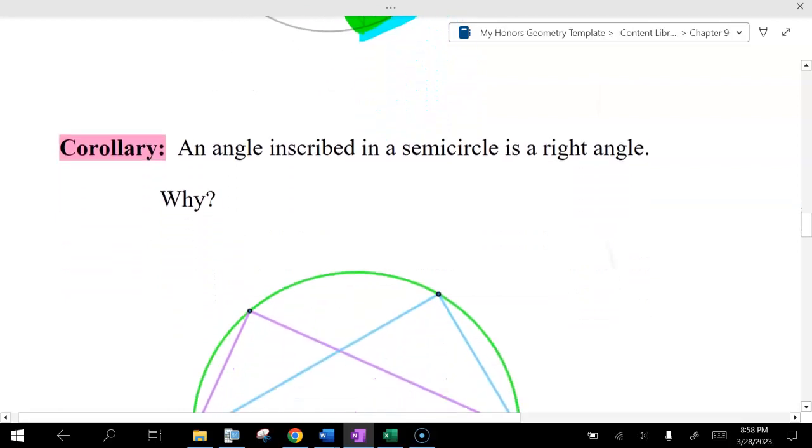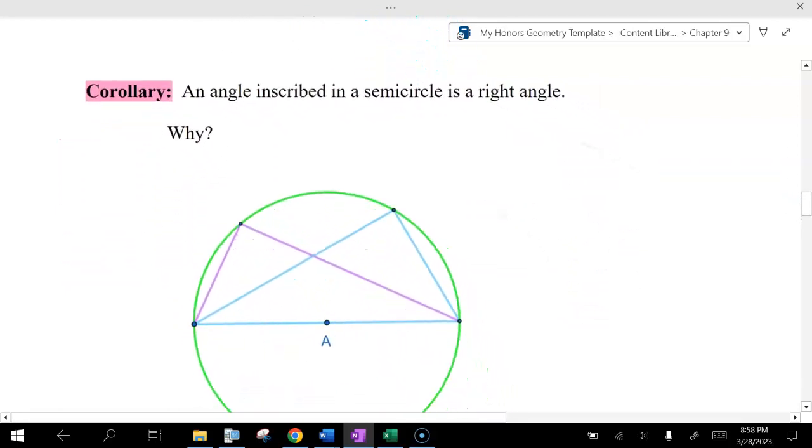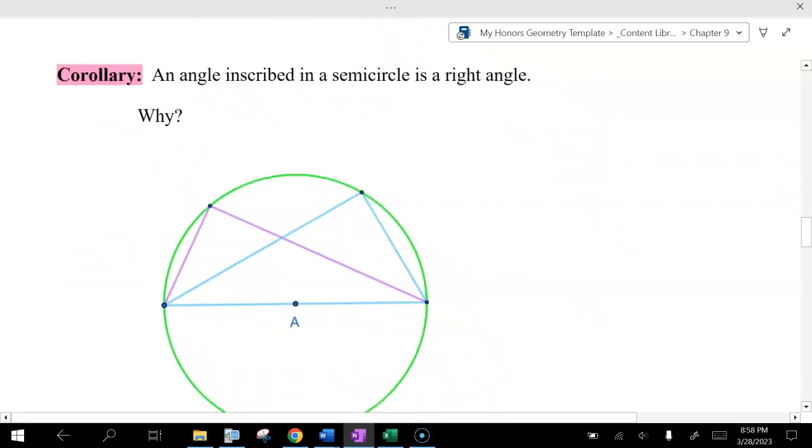Now, I want you to take a look at this next corollary, and it says an angle inscribed in a semicircle is a right angle. So I want you to pause this for just a moment to think about why that's the case.